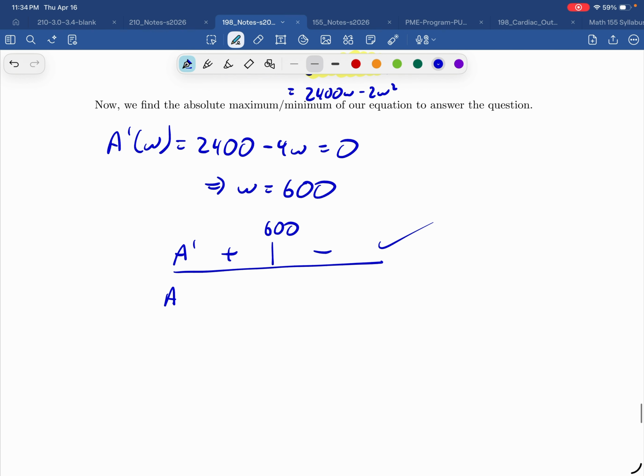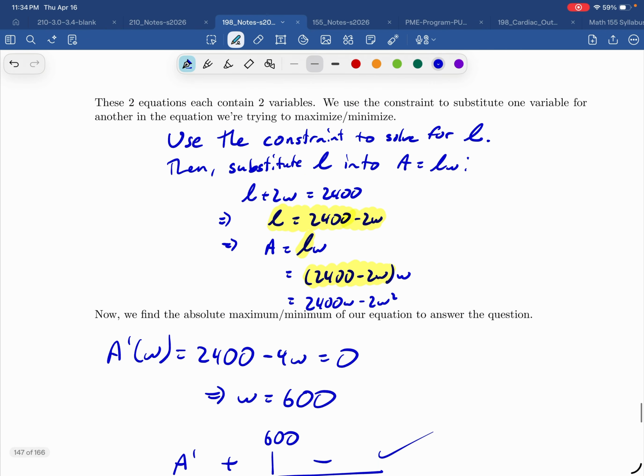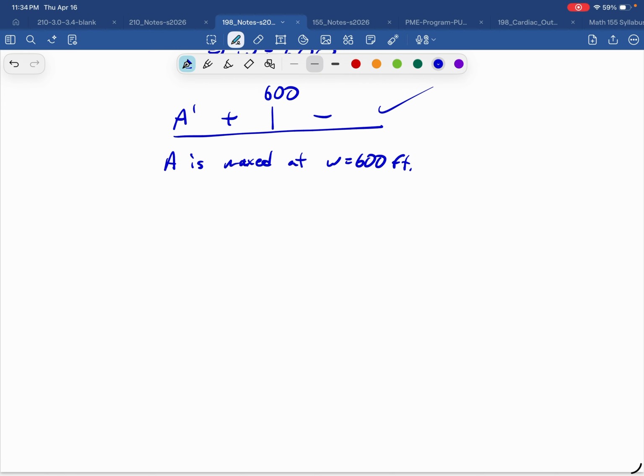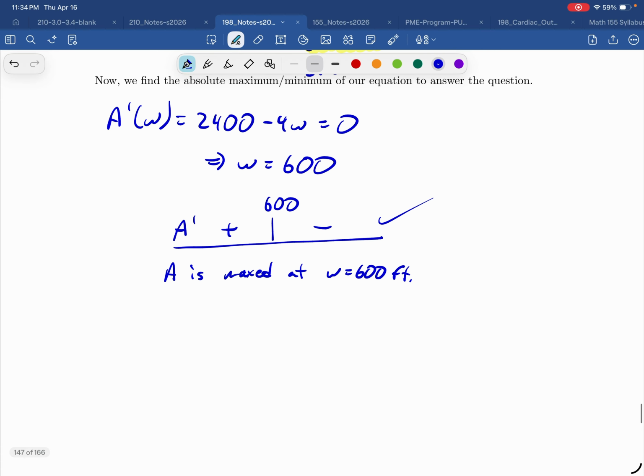So we can just say A is maxed at W equals 600 feet. I think it was 600 feet, right? Yeah, feet. Okay. Now, this is the last part of it, though, right? We need to answer the question. They say, what are the dimensions of the fence of the largest area?